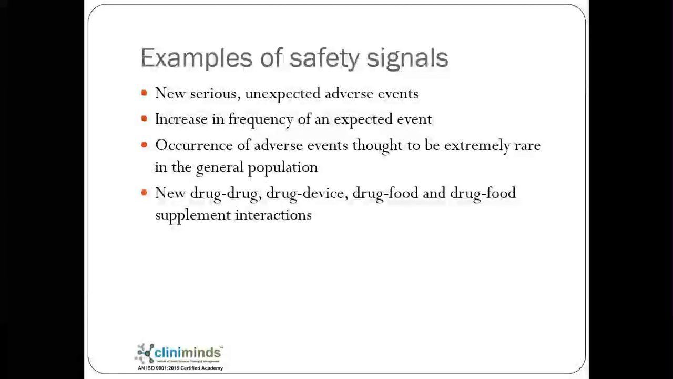These are examples of safety signals, that is, what exactly are safety signals. A few examples: any new serious unexpected adverse event, any increase in frequency of an expected event, or occurrence of adverse events thought to be extremely rare in the general population. Also any new drug-device, drug-food or drug-food supplement interactions, so any new drug interacting with food or a device. Next slide.